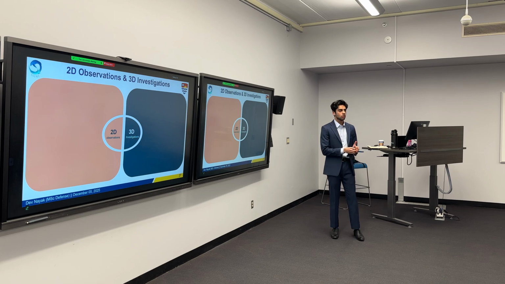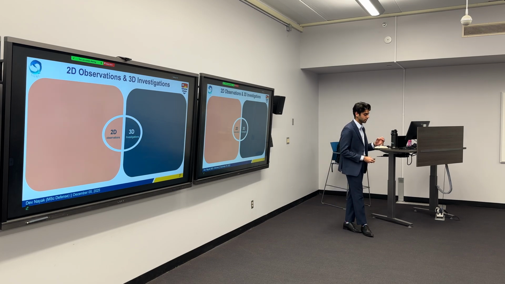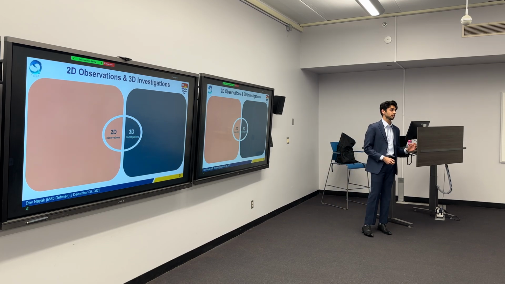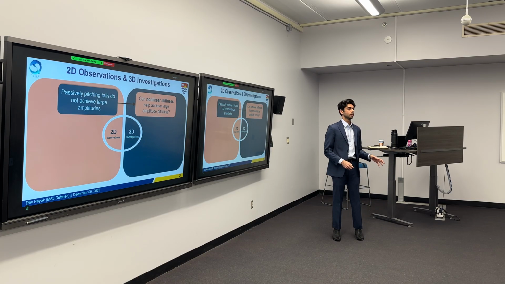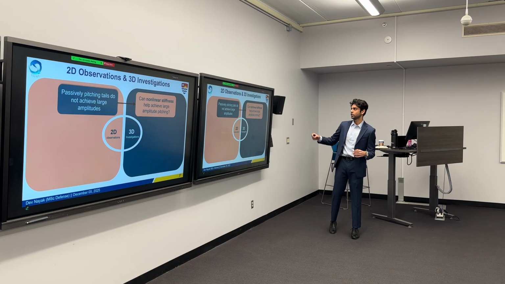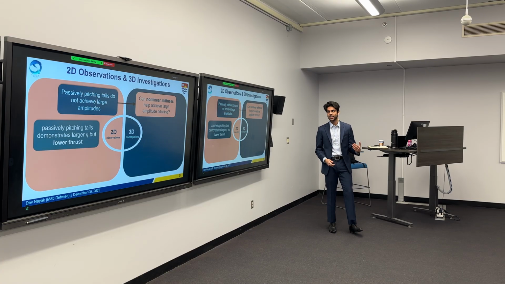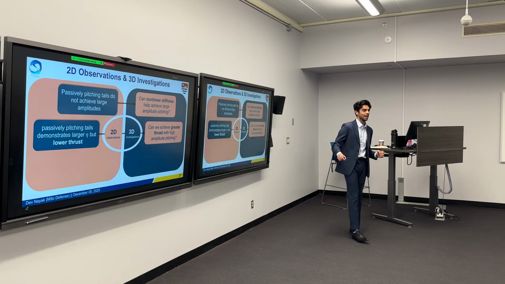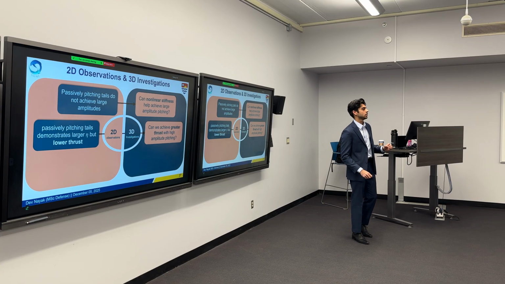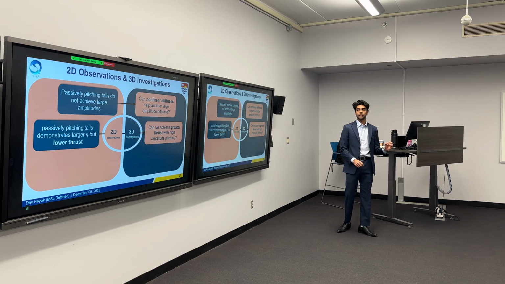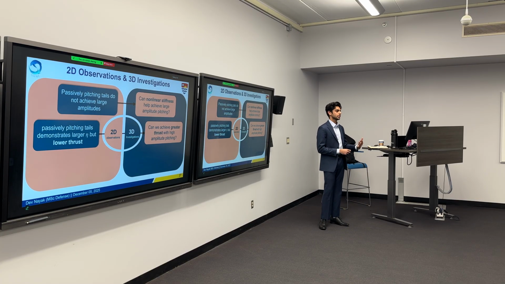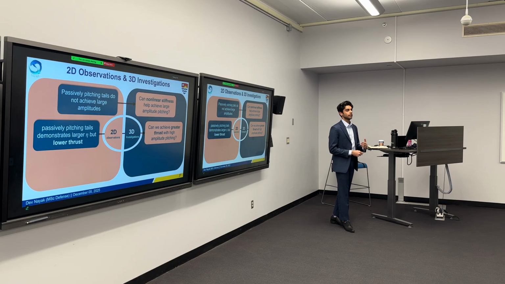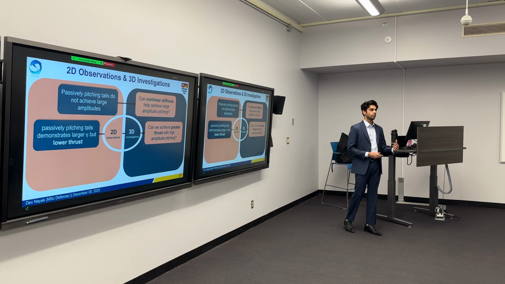Now, we need to draw a correlation and a basis for the investigations in the 3-dimensional study. The first is that the passively pitching tail does not achieve large amplitudes. Can we do that by using a nonlinear stiffness in 3D? The second is that although the passively pitching tail shows a larger power ratio, we do not see a larger thrust. Can we do that if we can achieve an amplitude of pitching very similar to the active case?